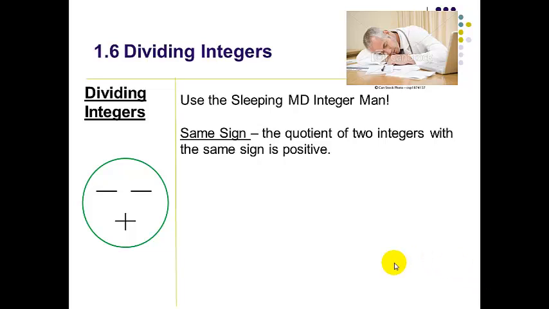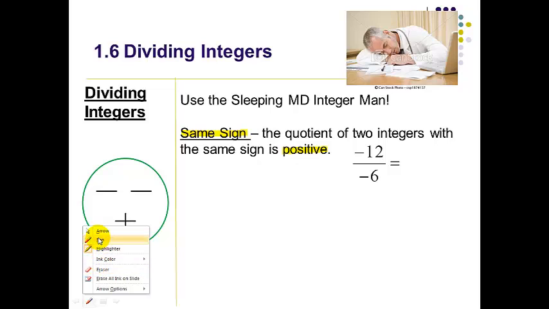Okay, dividing integers. We're going to go back to using our sleeping medical doctor. Remember that we use the same things as we used for multiplication because our doctor is for multiplication and division. That means that the same sign is positive. So when we have an example, negative 12 divided by negative 6, remember that 6 goes into 12 two times. And now two negatives, they're both the same sign, so it's going to be a positive answer.